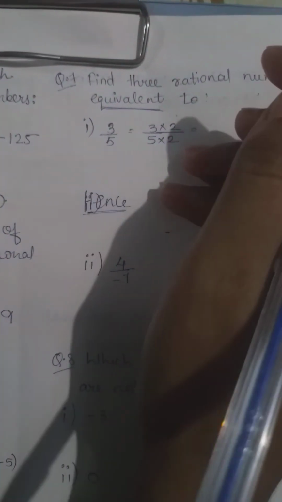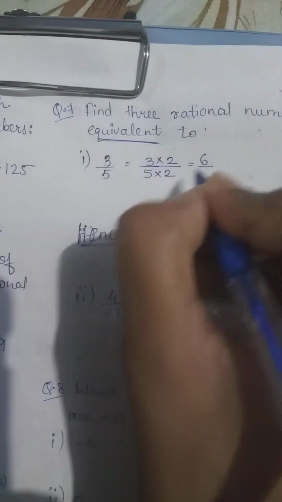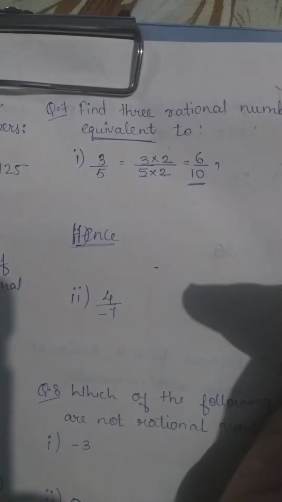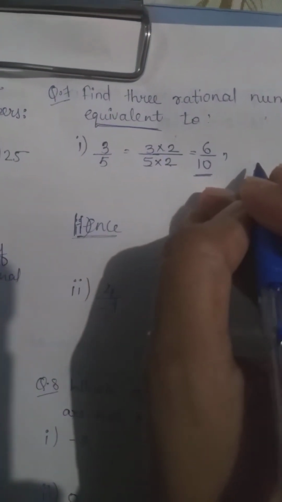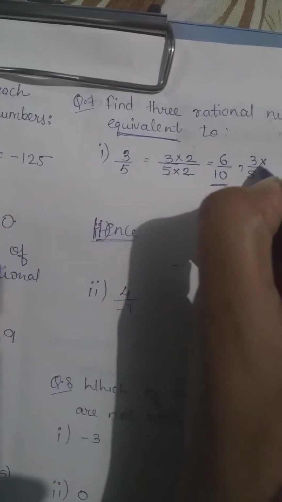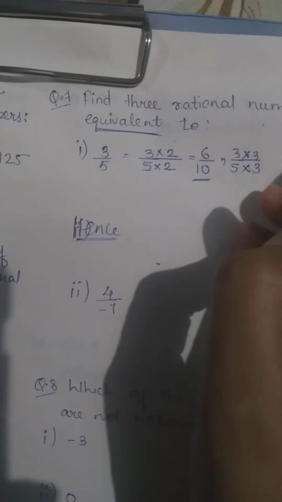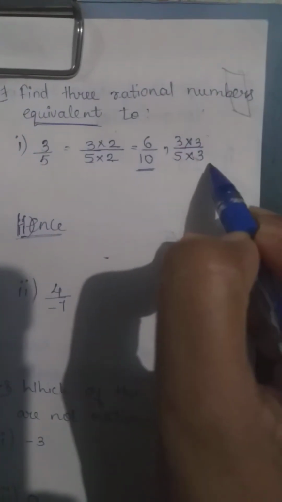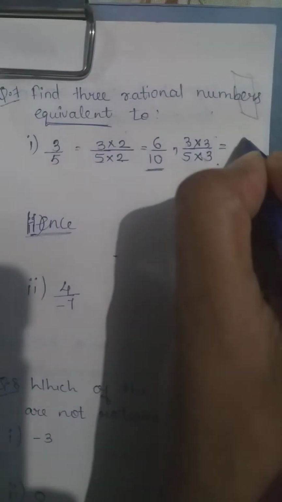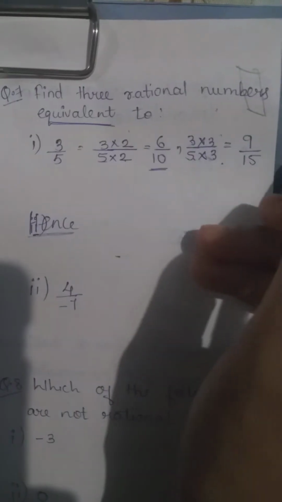So, we'll write. 3 2s are 6 and 5 2s are 10. So this is another equivalent rational number. Similarly, 3 by 5 we will multiply by 3 and here also in the denominator multiply by 3. Both numerator and denominator multiplied by 3 will get the next equivalent number. The 3 3s are 9 and 5 3s are 15.